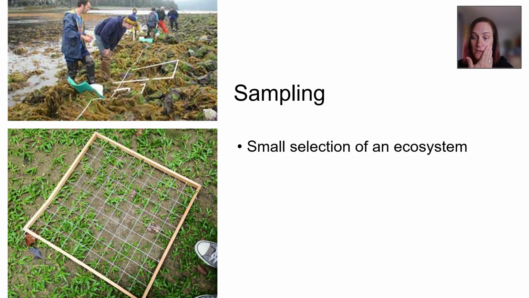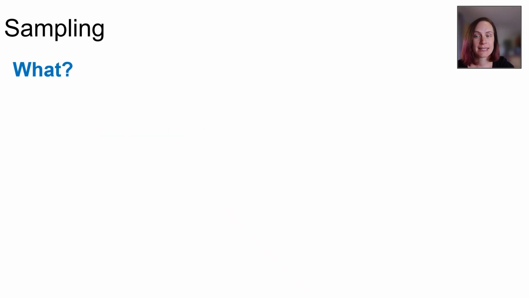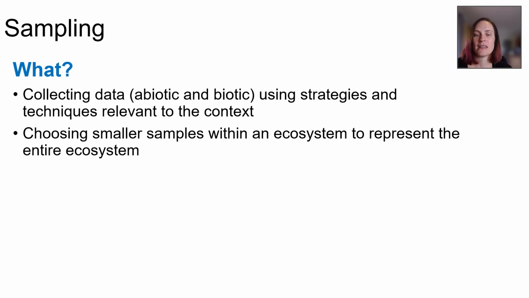the complexity and diversity of a wider ecosystem. It's meant to be representative. To sample an ecosystem, a small area within the ecosystem is surveyed and we collect abiotic and biotic data about the area. It might just be temperature, salinity, pH, dissolved oxygen, light intensity, whatever it is. Or it might mean that we are counting organisms, calculating their density, drawing profiles, whatever it is.